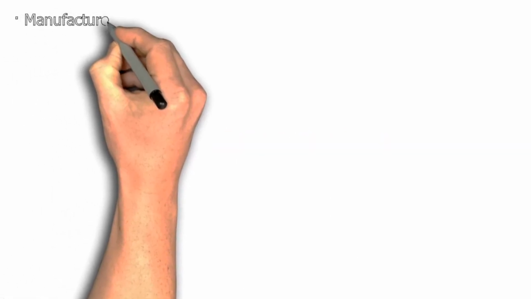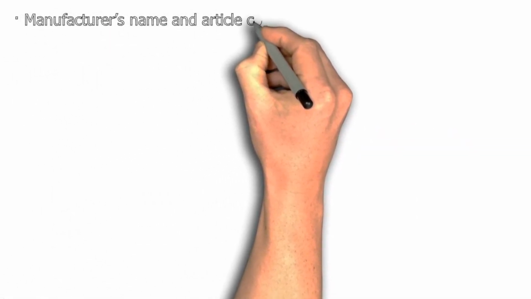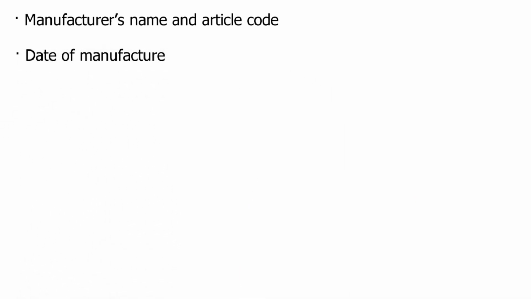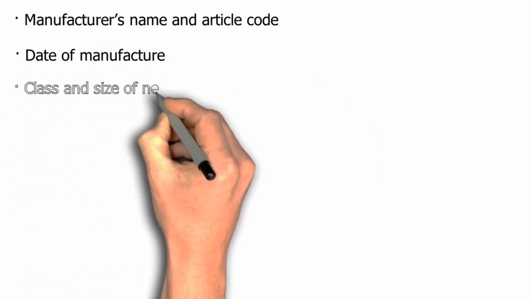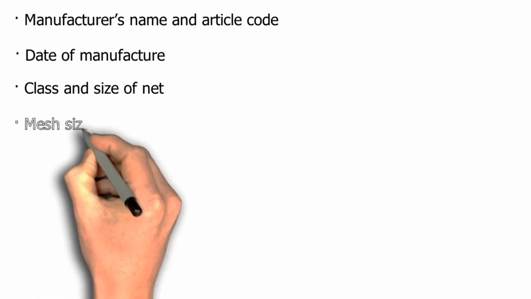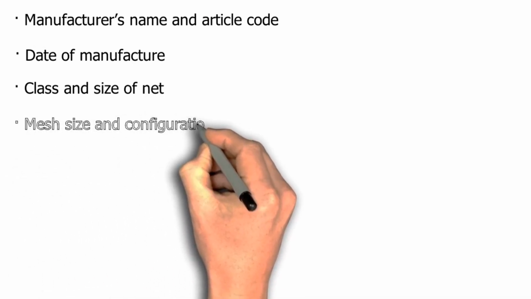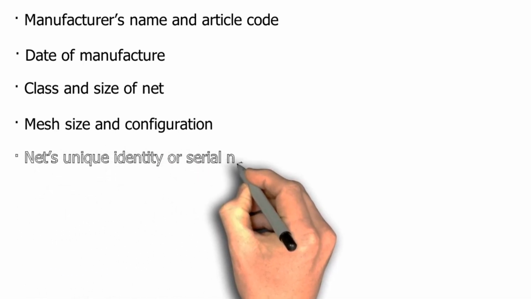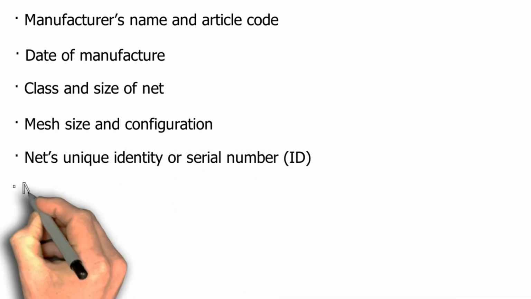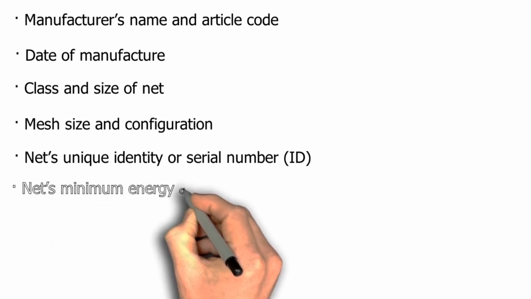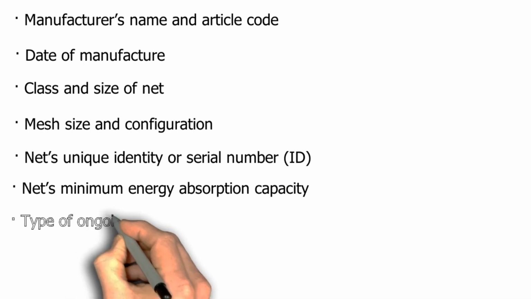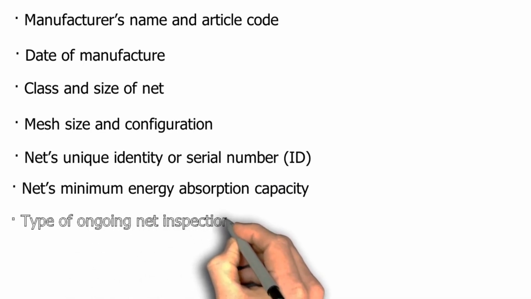Safety net label. Manufacturer's name and article code. Date of manufacture. Class and size of net. Mesh size and configuration. Net's unique identity or serial number, ID. Net's minimum energy absorption capacity. Type of ongoing net inspections.